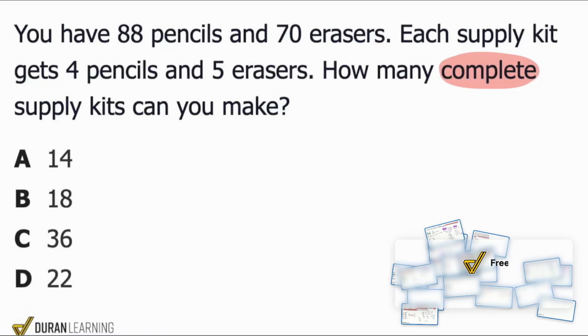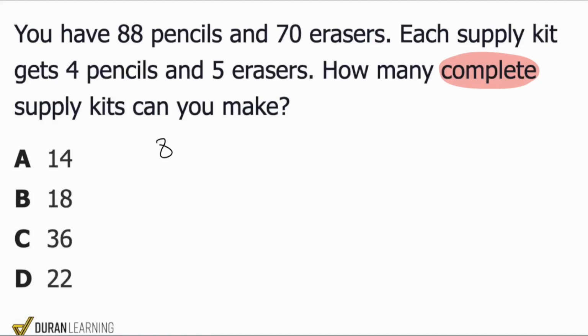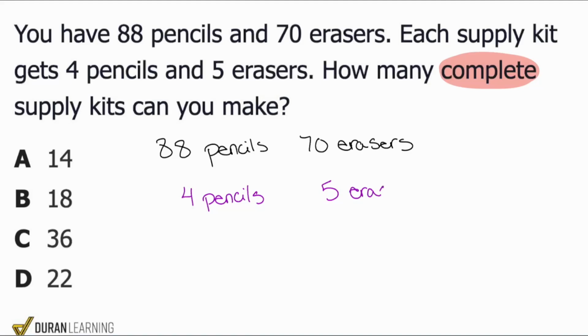So first, what we need to understand is just the premise, the situation, the story. They say, hey, look, you have 88 pencils and 70 erasers. So first, let me write that down. This is what we have: 88 pencils, 70 erasers. And then it says, hey, each supply kit gets 4 pencils and 5 erasers. All right, sounds good. So we have 4 pencils and 5 erasers for each complete supply kit.